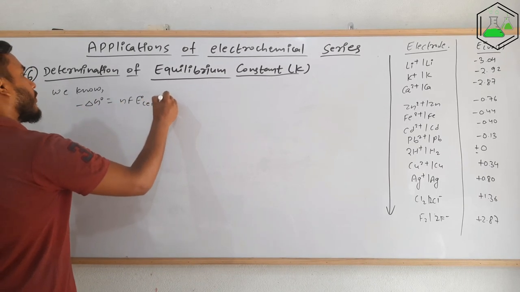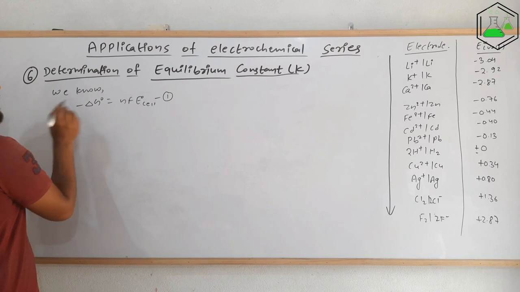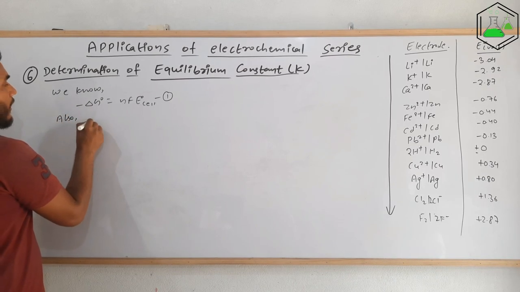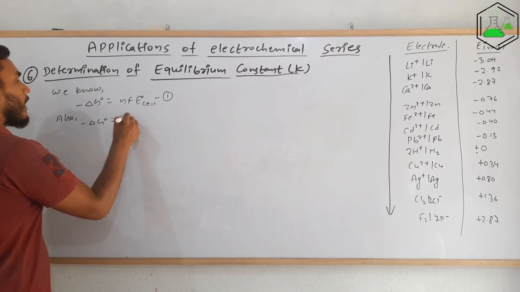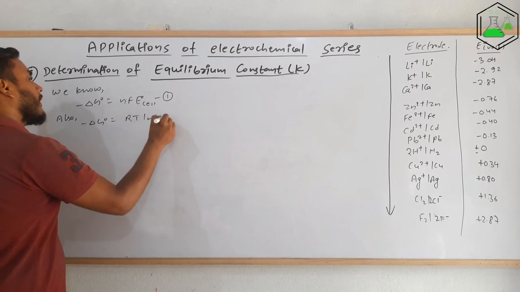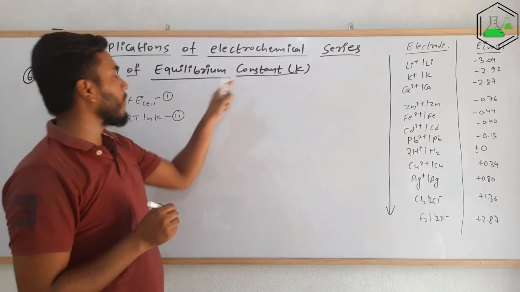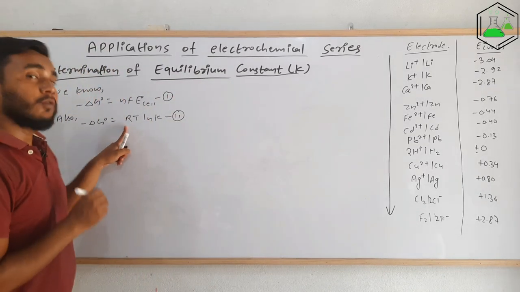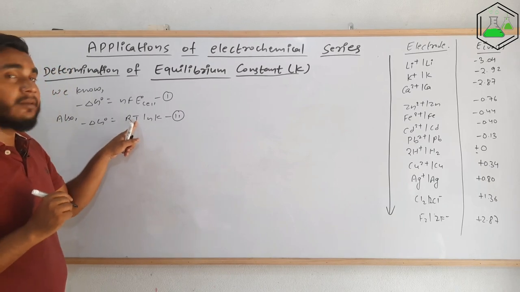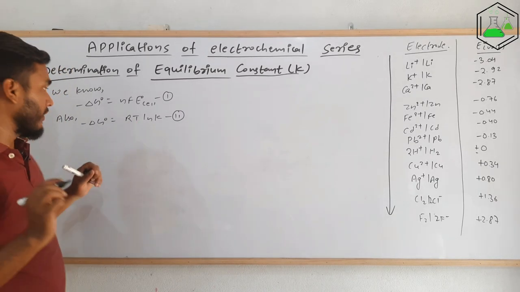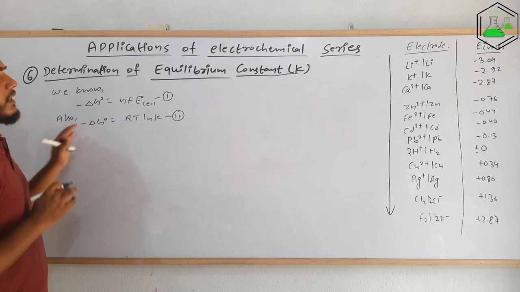Let us consider this to be equation number 1. Similarly, there is another formula also, that is del G naught is equal to RT ln K, equation number 2. This K means equilibrium constant, this R means universal gas constant, and this T means the absolute temperature. Now, these are the two formulas that are known.